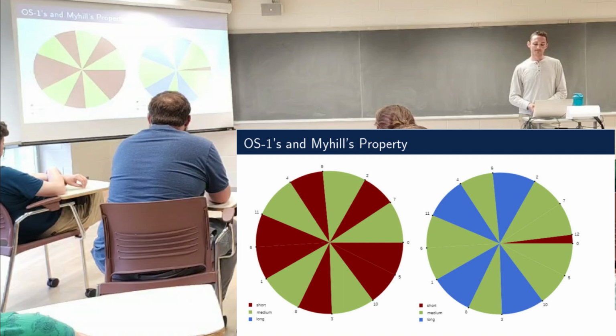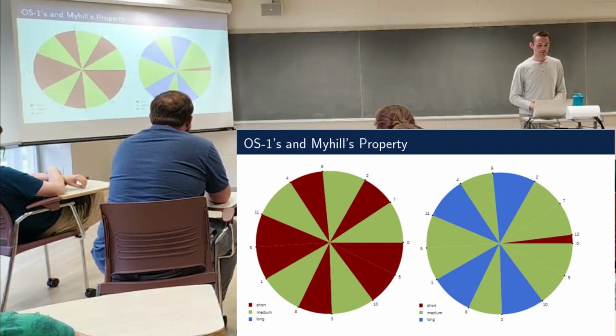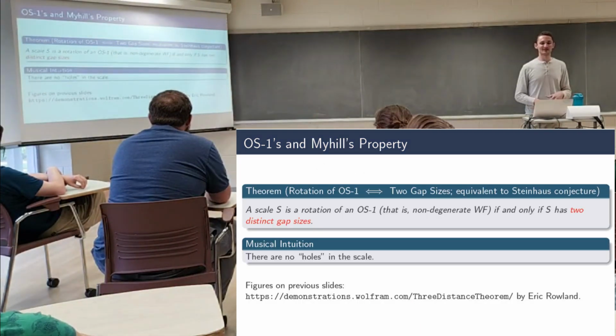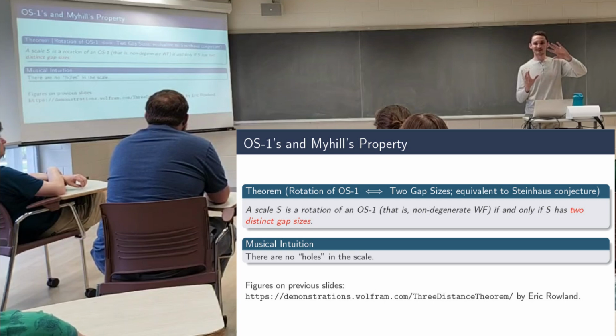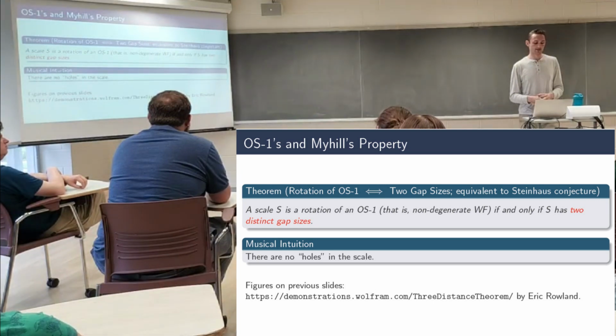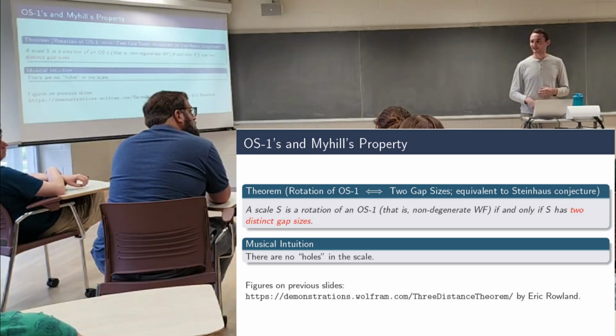And we have 3 gap sizes again. So what you may have guessed from this is that a scale is an optimal scale of the first kind, or a rotation of it, which just means you rotate everything. That's not super important for this presentation. If and only if the scale has 2 distinct gap sizes. And one interpretation I have of this at least, is that the scale has no holes in it, and I'll show you what I mean.